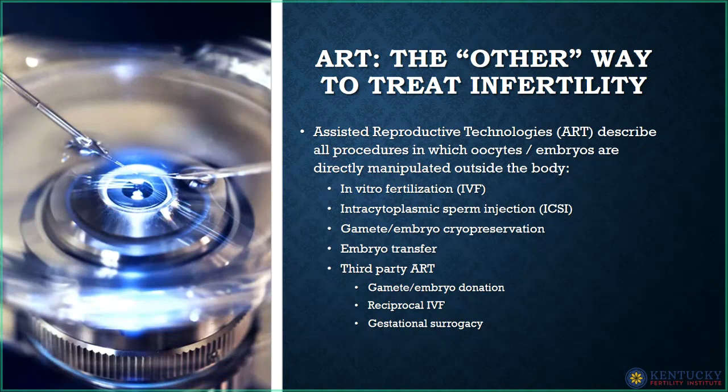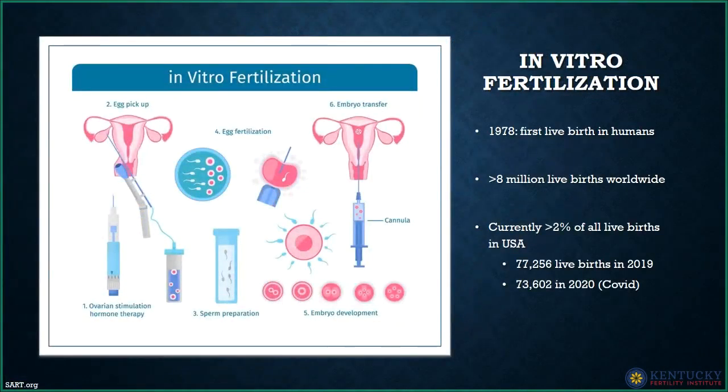ART includes IVF, but also other types of treatment where eggs and embryos are handled outside of the human body. If you've heard of ICSI, which is a fertilization technique, embryo cryopreservation, or third-party services like embryo donation, egg donation, and gestational surrogacy, all of these fall under the umbrella of ART and can be successful for different indications in helping couples conceive.